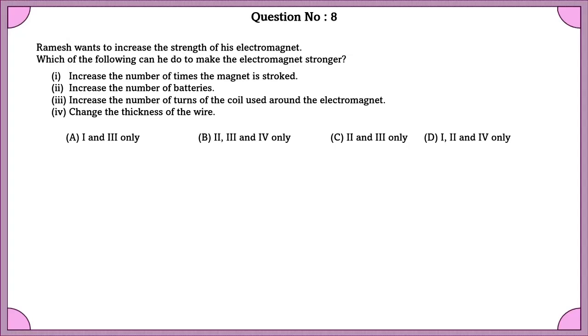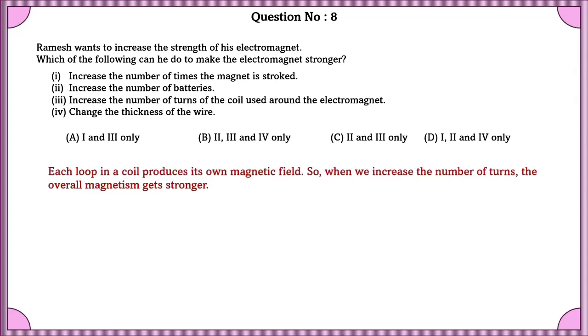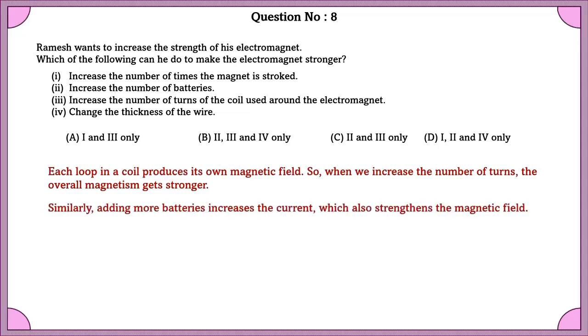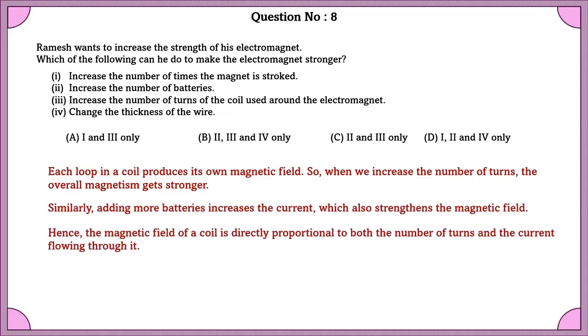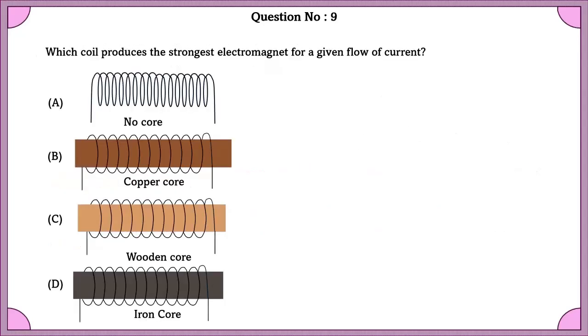Question number 8. Ramesh wants to increase the strength of his electromagnet. Which of the following can he do to make the electromagnet stronger? Each loop in a coil produces its own magnetic field. So when we increase the number of turns, the overall magnetism gets stronger. Similarly, adding more batteries increases the current, which also strengthens the magnetic field. Hence, the magnetic field of a coil is directly proportional to both the number of turns and the current flowing through it.